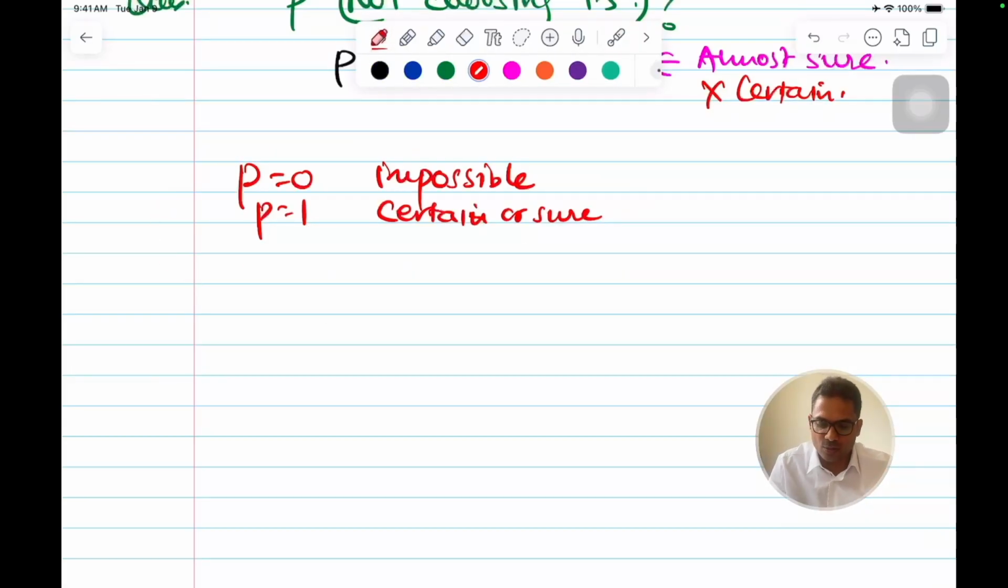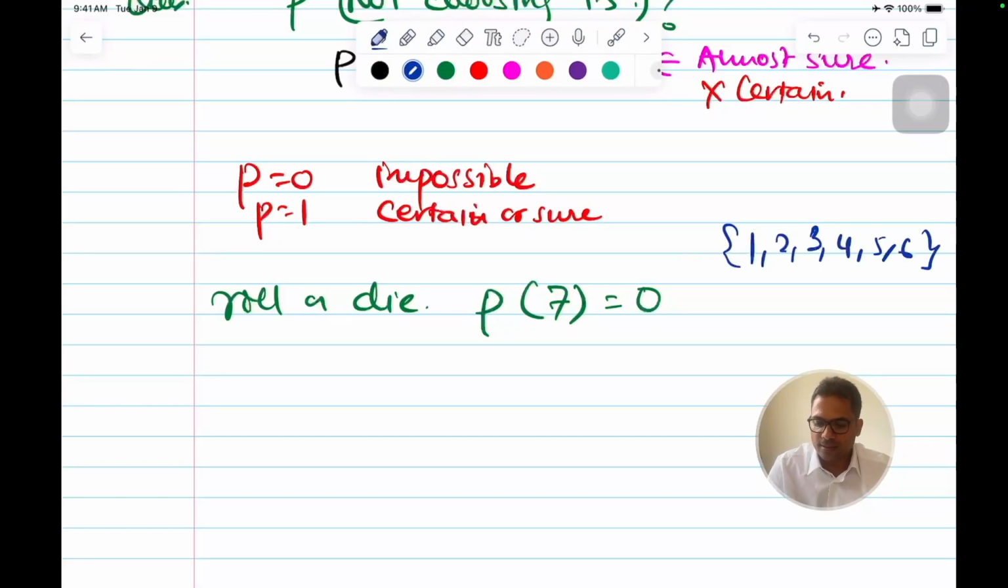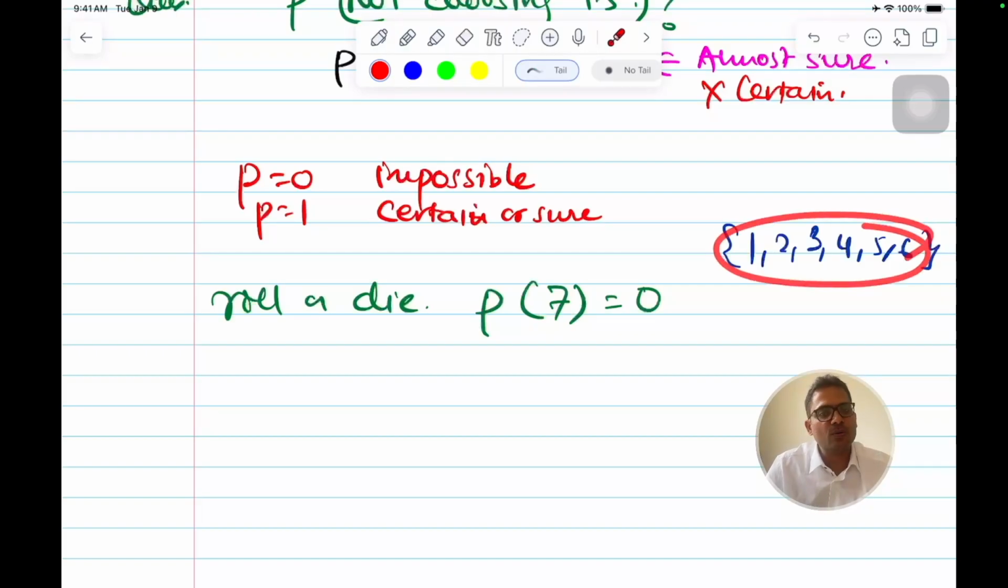Say for example, if I roll a die, I'll ask what is the probability of getting a 7? We can say that this is 0, right? In this case, we can say that it's impossible to get a 7. Here this definition holds, that getting a 7 is impossible because our set only contains 1, 2, 3, 4, 5 or 6.